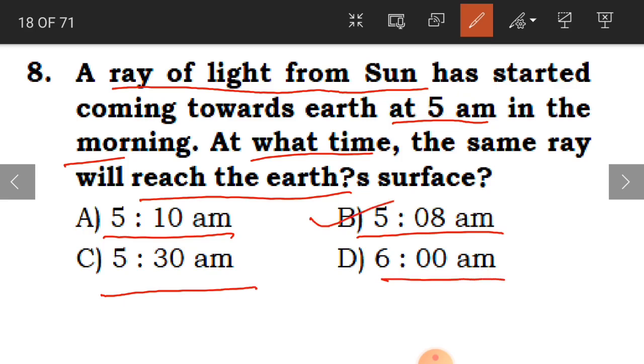Why? Because we have learnt that for light, the calculation was 8 divided by 1000. According to that calculation, here also this ray of light from the sun is going to take 8 seconds to reach the earth's surface. That is why it is 5:08 a.m.